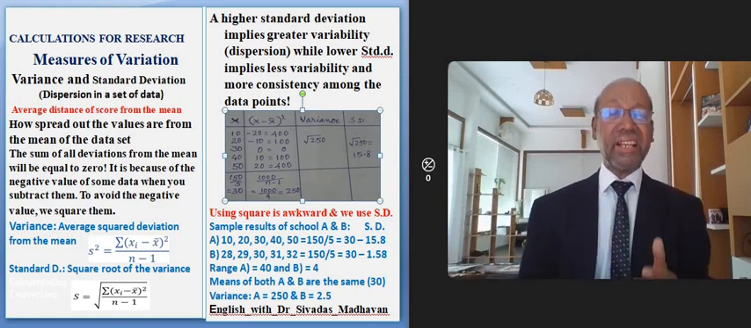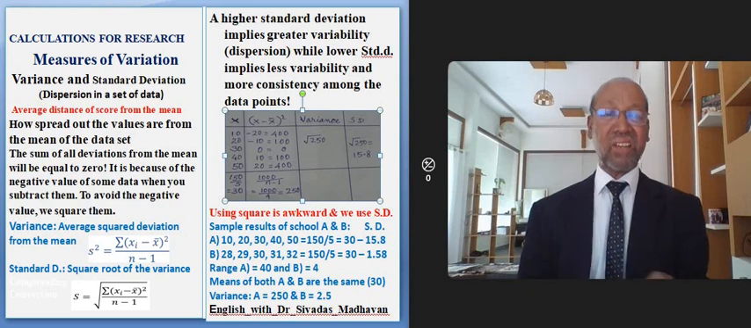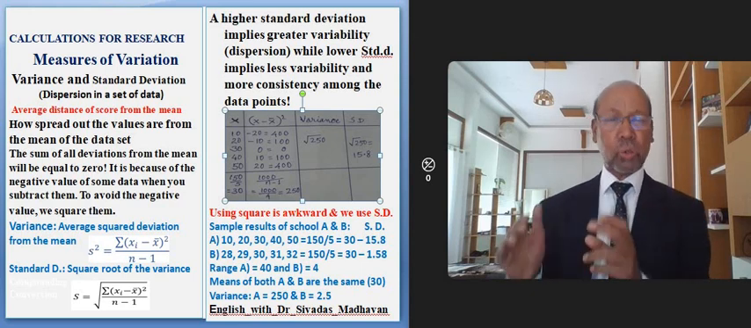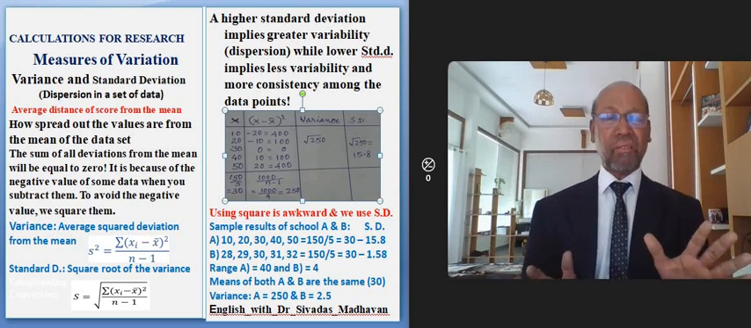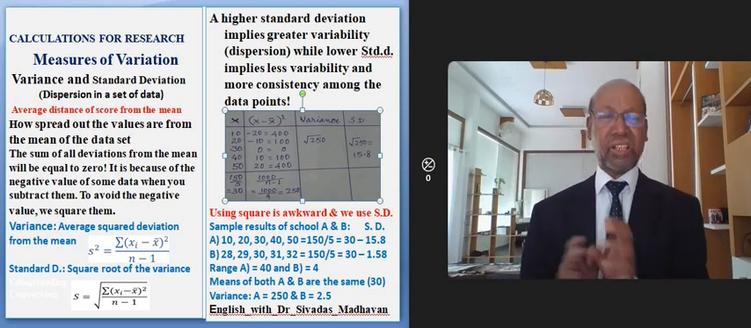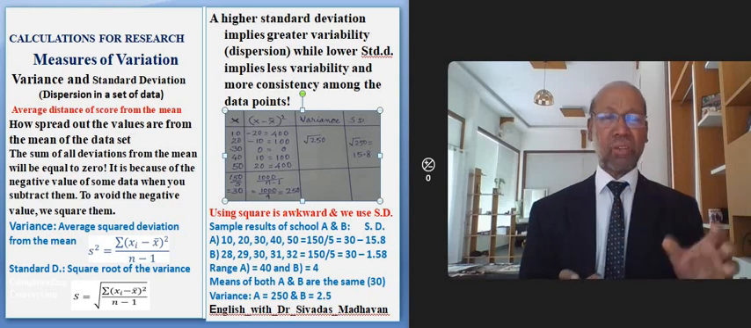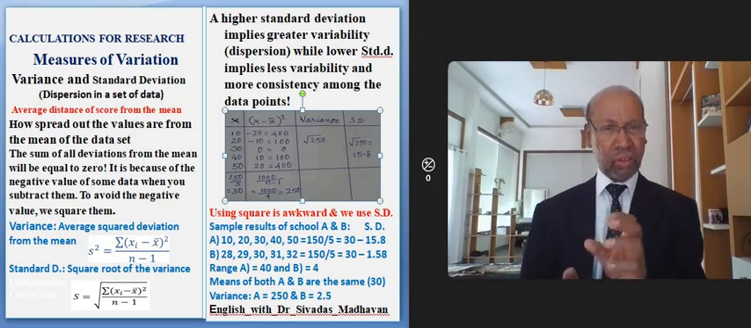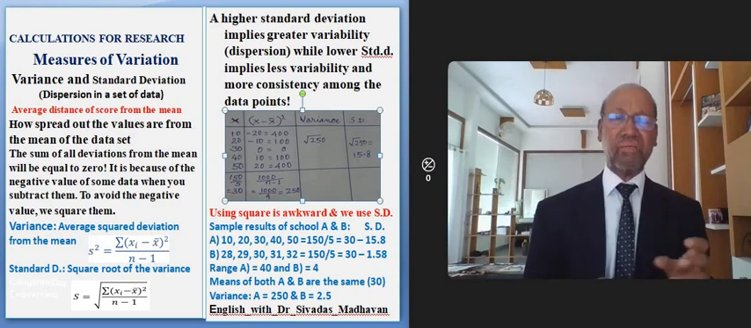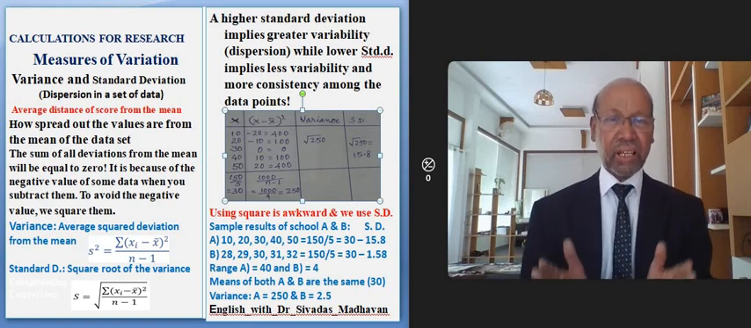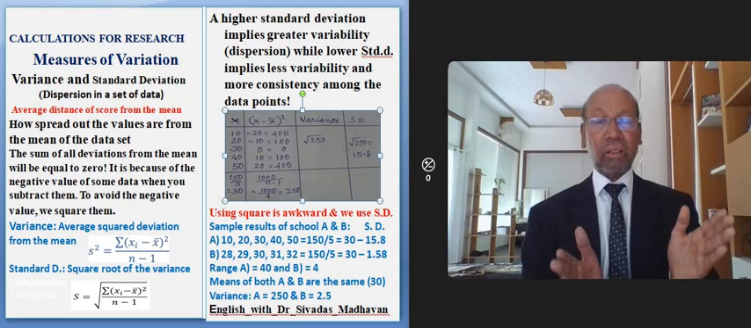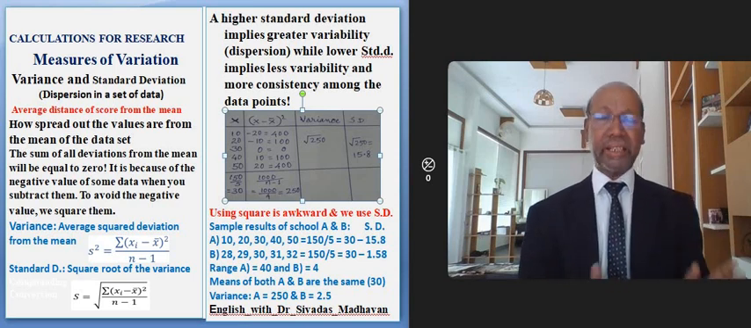So here, in this example, we have taken two schools, school A and school B. From school A, we have a data set of five students' marks, which is 10, 20, 30, 40 and 50. Their total will be 150 and their mean or average will be 30.